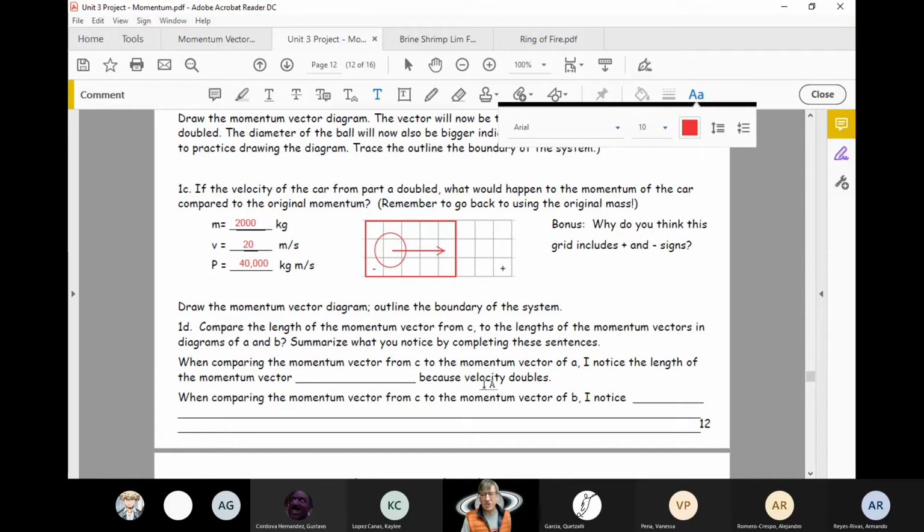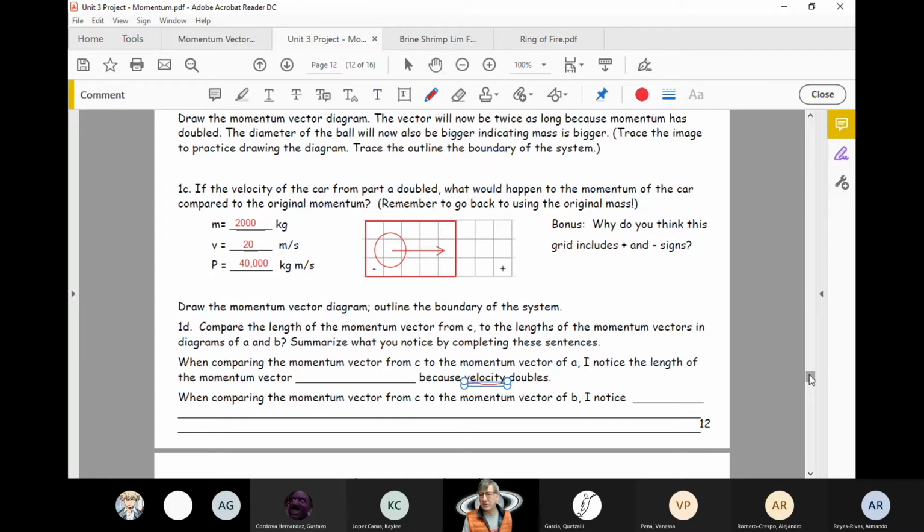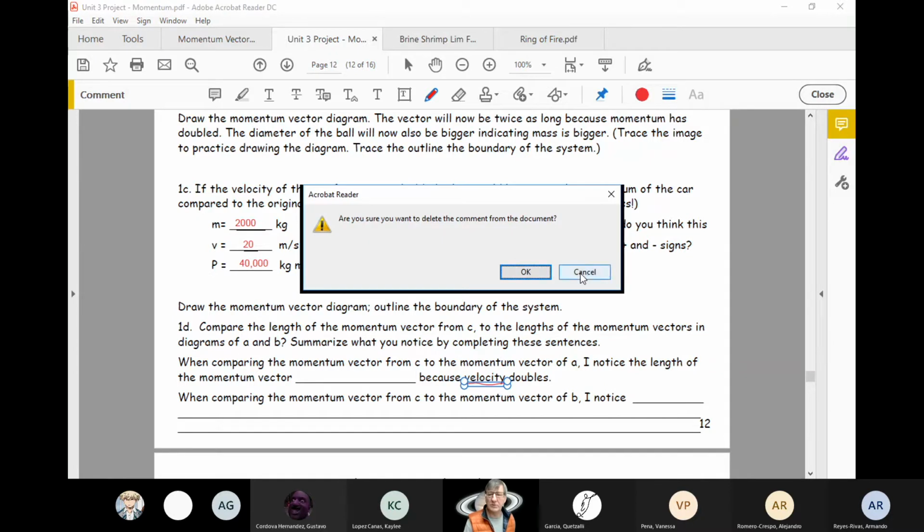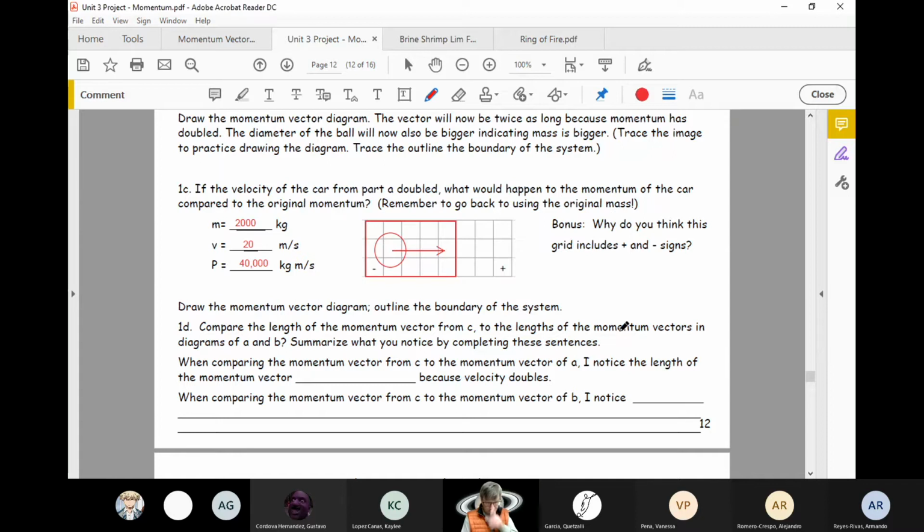So I think, will you guys check yours? I think I found on Friday that this word right here, on yours it might say mass. Is that true? Yeah. Okay, I corrected it. So yours should be, scratch out the word mass and change it to say velocity, because we didn't double the mass for part C, we doubled the velocity for part C.